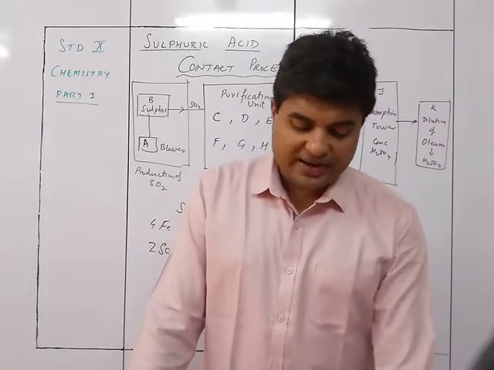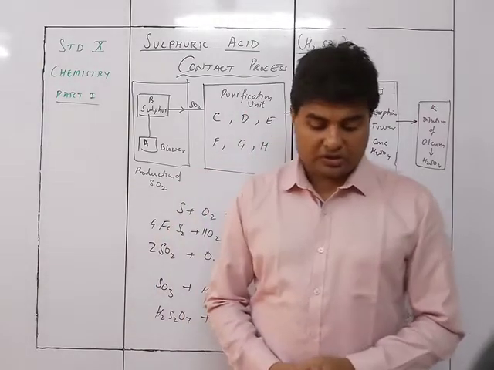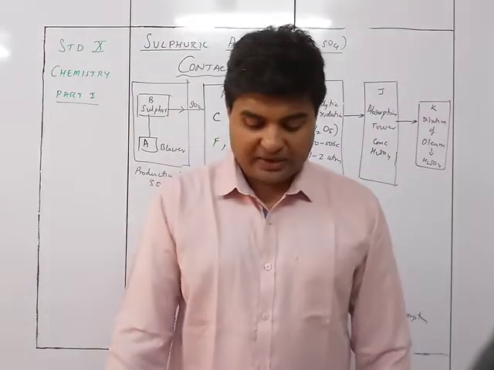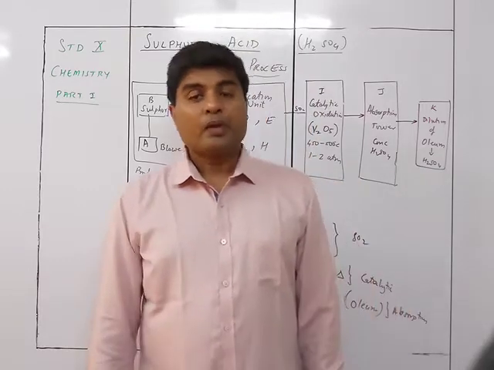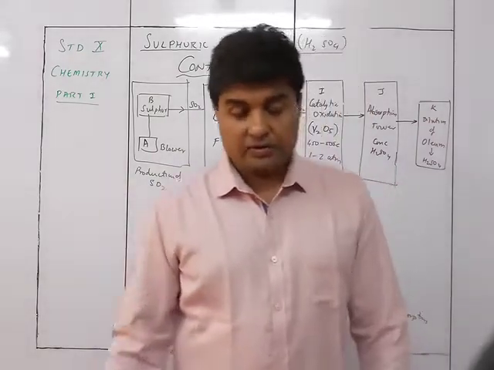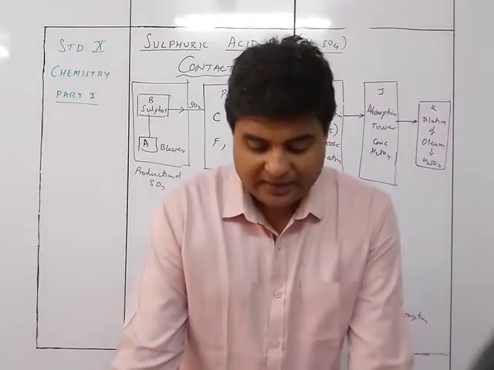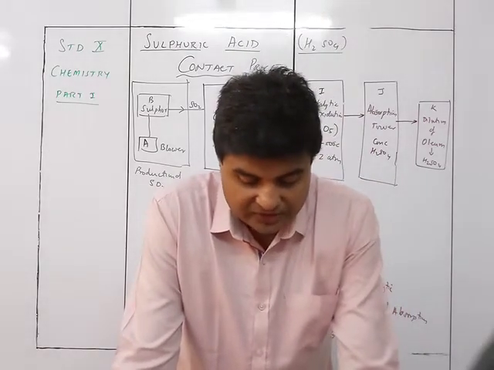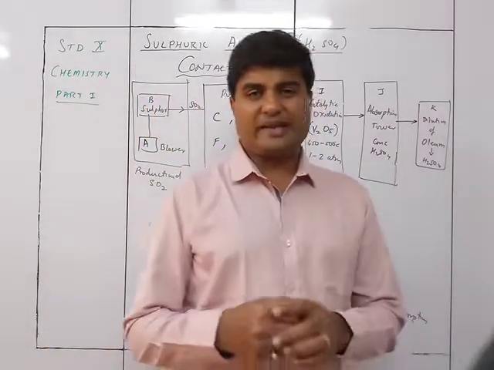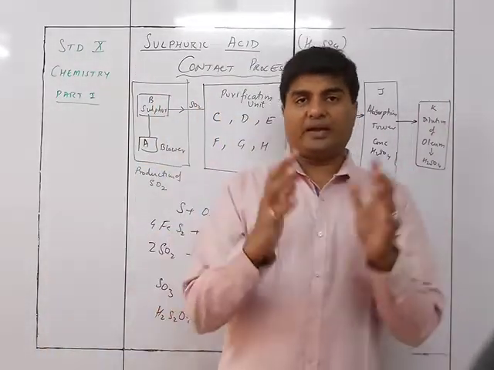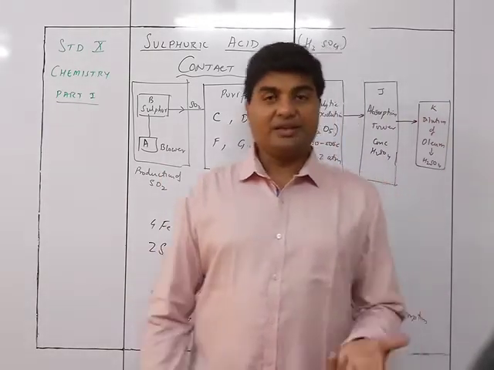In the catalytic oxidation reaction, SO2 to SO3, an increase in pressure favors a reaction which takes place with decrease in volume, as in the case of catalytic oxidation of sulfur dioxide. So the forward reaction is favored by increasing the pressure. You can see that if I increase the pressure, the volume decreases. If the volume decreases, automatically the reaction becomes much faster, and the yield will be much more.